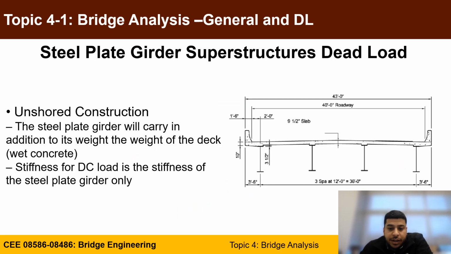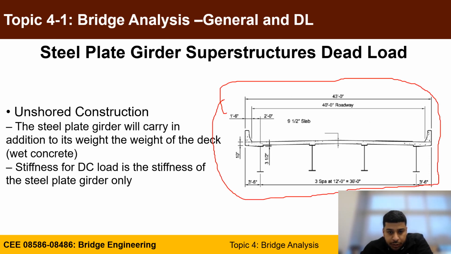The other case is the steel girder. In this case, I'm giving you the cross section, and it's made of a built up section. You have two overhangs of almost 3.5 feet. You have four girders with a spacing of 12 feet, slab thickness of 9.5 inches, and total width out to out of 43 feet. Roadway width is 40 feet. You also have 1.5 of barrier width.